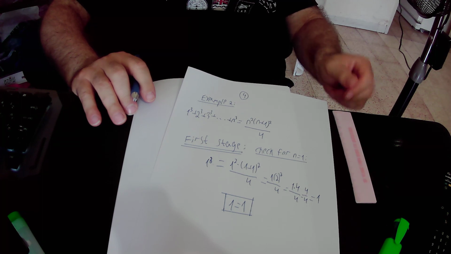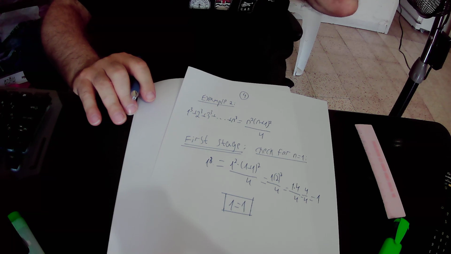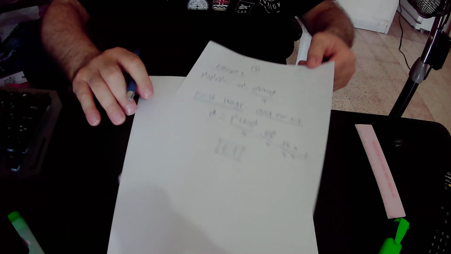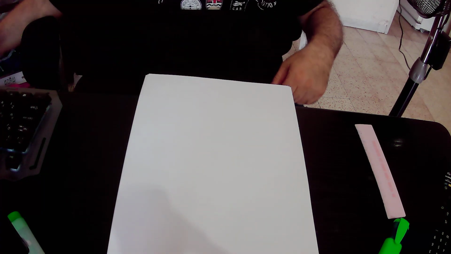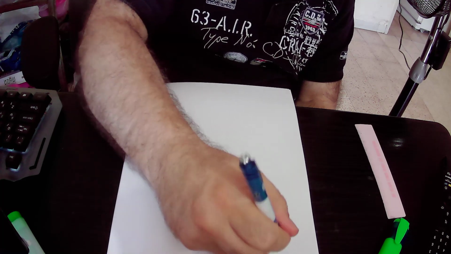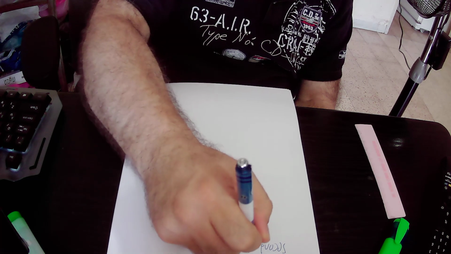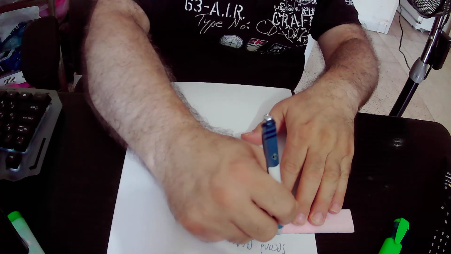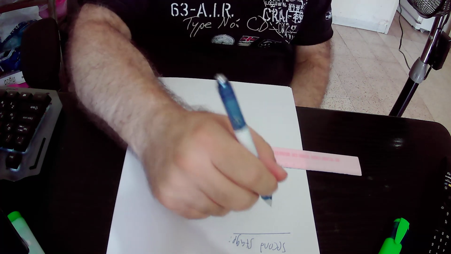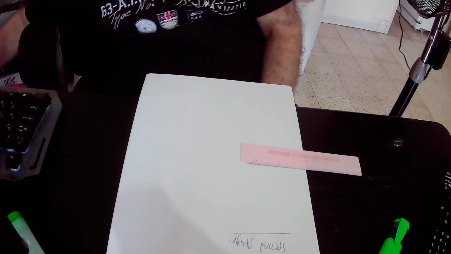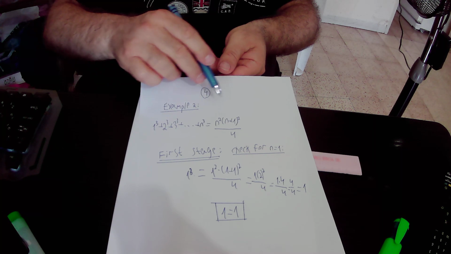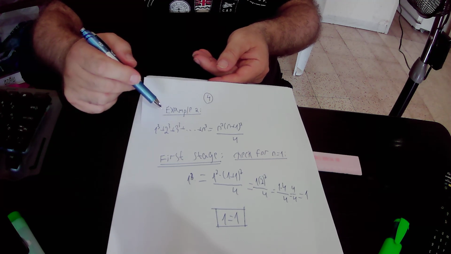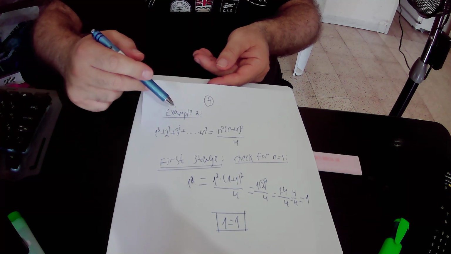Now, only after we verified that this statement is true for n equals 1, we can proceed to the second stage. And in the second stage, we will assume that this statement is true for n, and we will prove that this statement is true also for n plus 1. Okay?